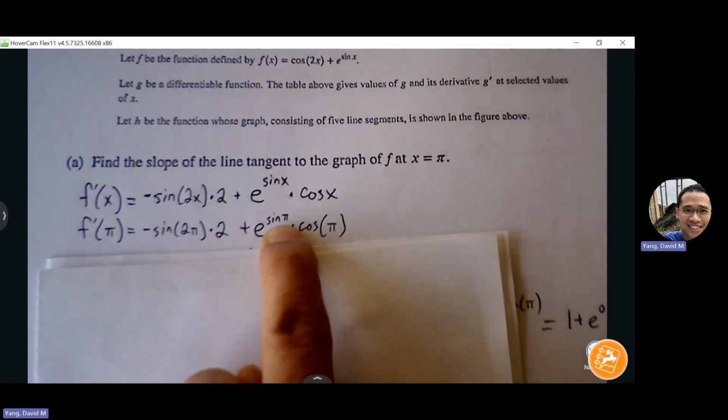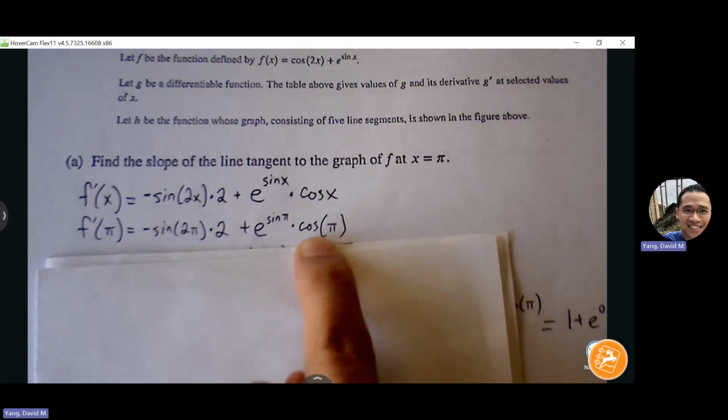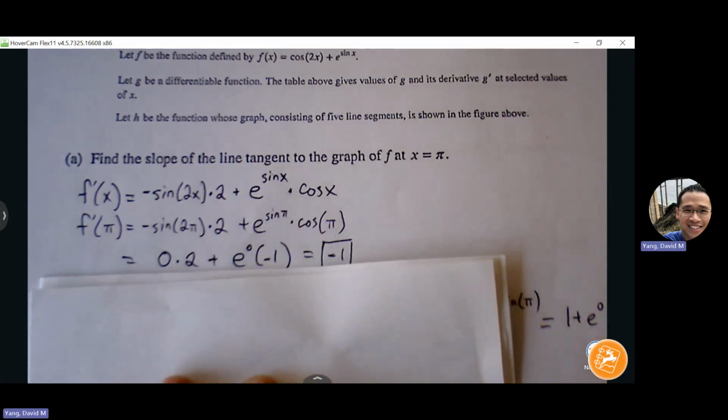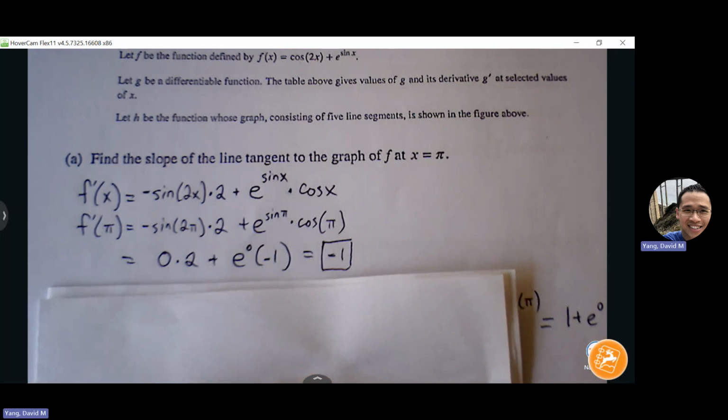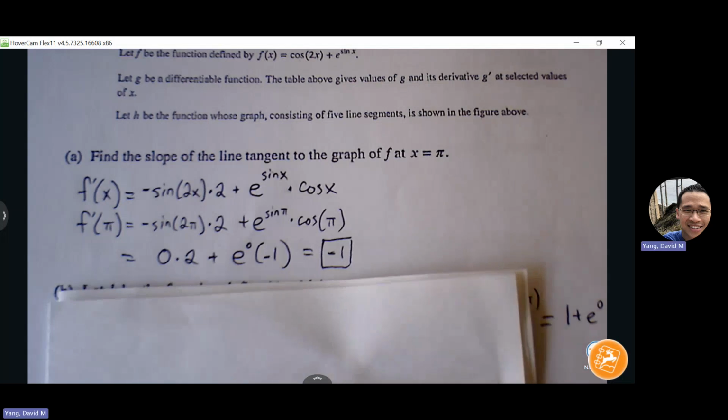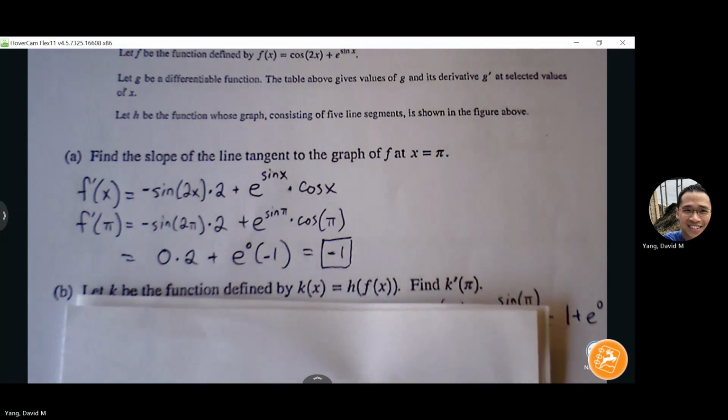Sine of pi is 0. E to the 0 is 1, right? And then cosine of pi is -1. Okay, so we're just cleaning those values up, getting it down to a number. Then let's look at part B.